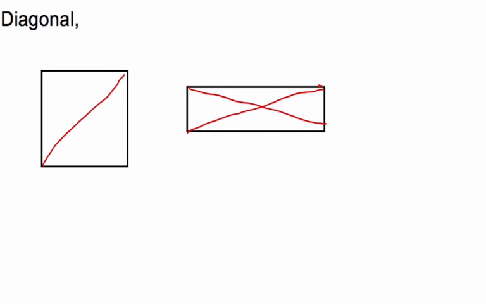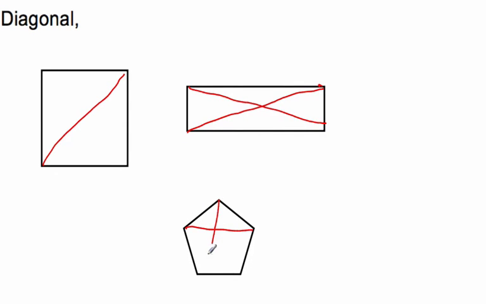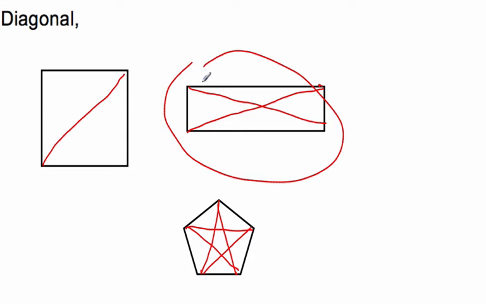But diagonals don't just have to be in rectangles, they can also be in other shapes. This is a pentagon, 5 sides, and here's a diagonal, and a diagonal, and a diagonal, and a diagonal, and a diagonal. So it connects any two vertices that are not side by side. These are the most common diagonals that we deal with.